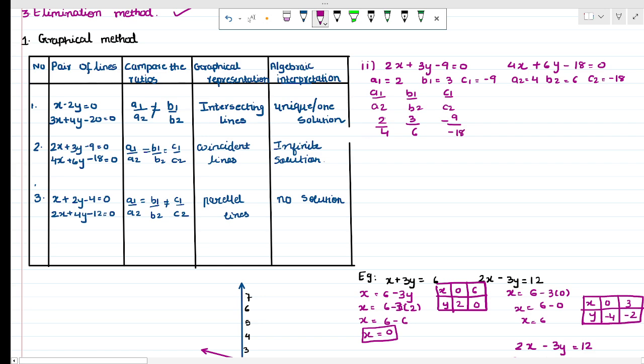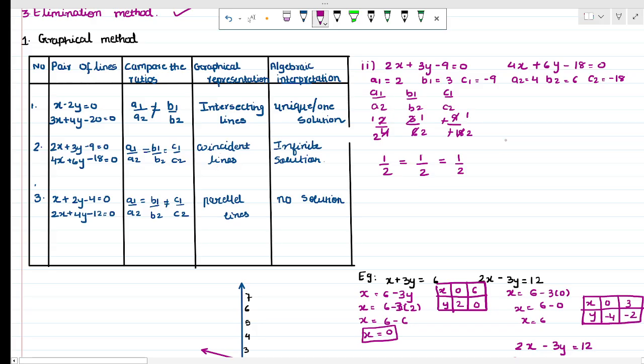Now convert them into the smallest version. 2 ones are 2, 2 twos are 4. 3 ones are 3, 3 twos are 6. The negatives get cancelled. 9 ones are 9, 9 twos are 18. That means your final answer is 1 upon 2, 1 upon 2, and 1 upon 2. As you can clearly see, my A1 upon A2, B1 upon B2, and C1 upon C2, all three of them are equal. That means it will form a coincident line.